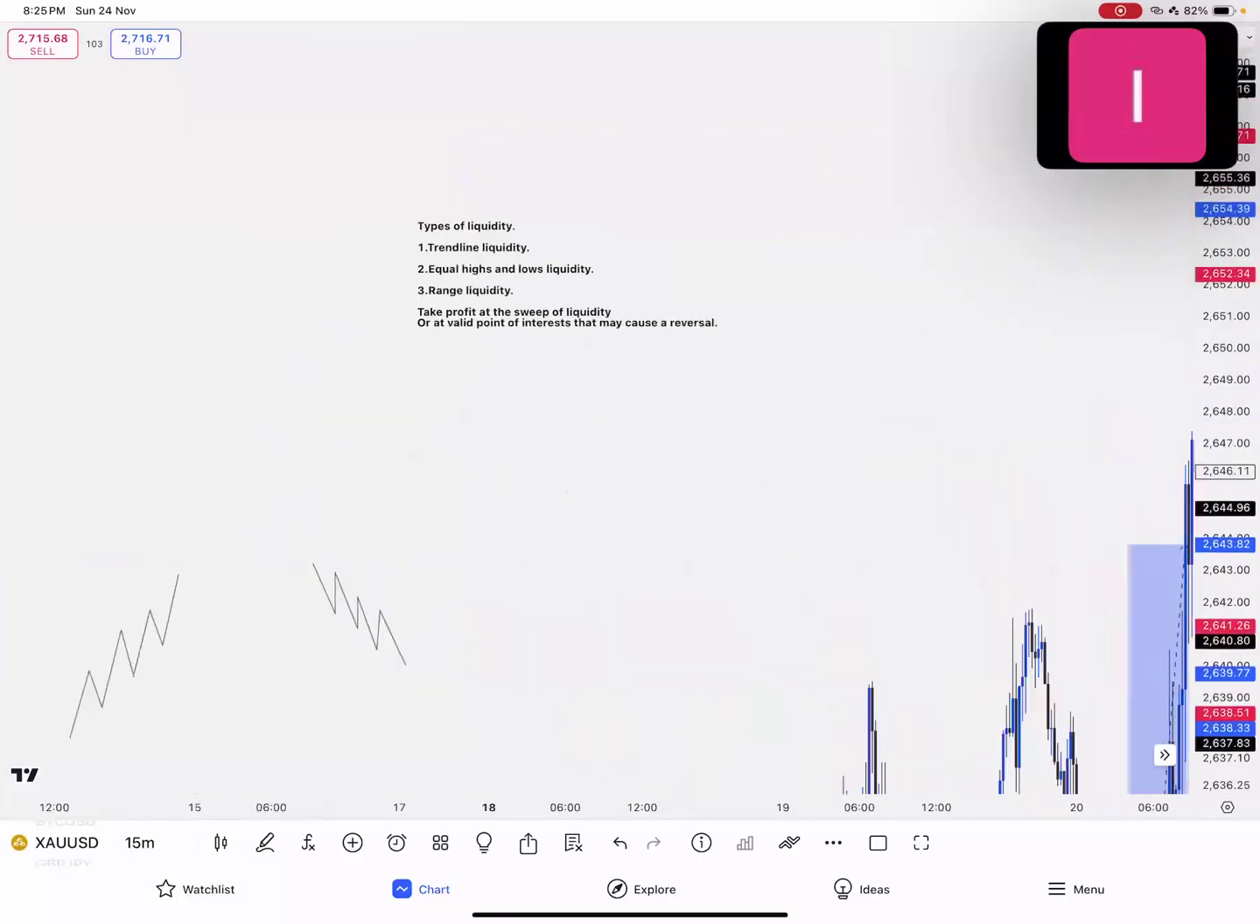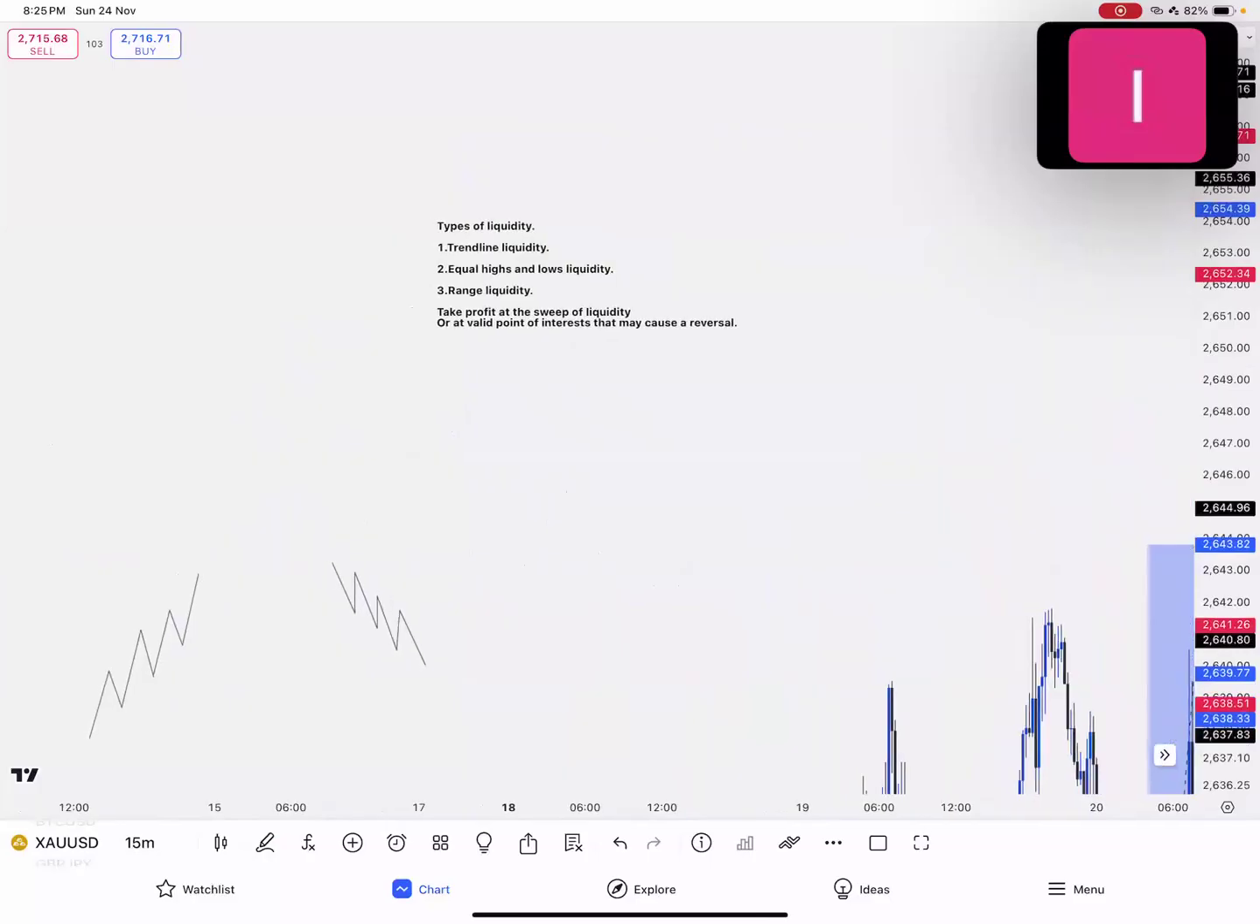So we've talked about the market structure, we've talked about inducement, we talked about point of interest, knowing when to pick your point of interest, knowing how to use your order block or your breaker block, and the rules in picking a proper point of interest.